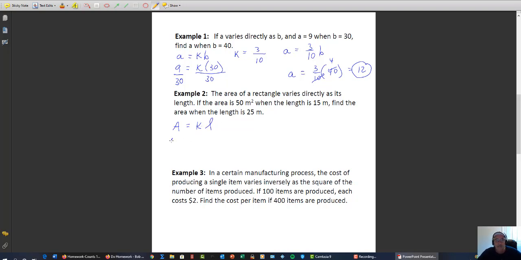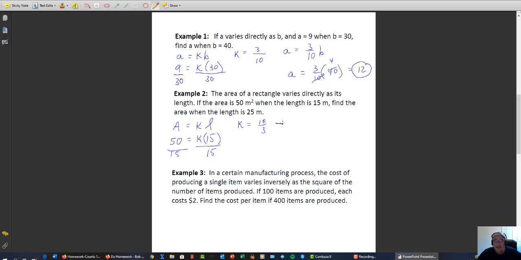Now, use the given information to find K. It says if the area is 50 square meters when the length is 15 meters, so we'll plug that in. They will give you that information to tie those variables together and get that constant of proportionality. So again, you've got this fraction 50 over 15, so make sure all fractions are reduced. 5 goes into 50, 10, and 5 goes into 15, 3. So there is your constant that relates the area to the length.